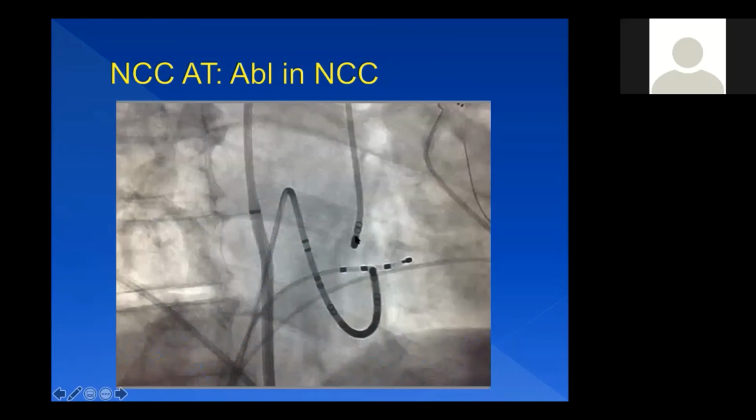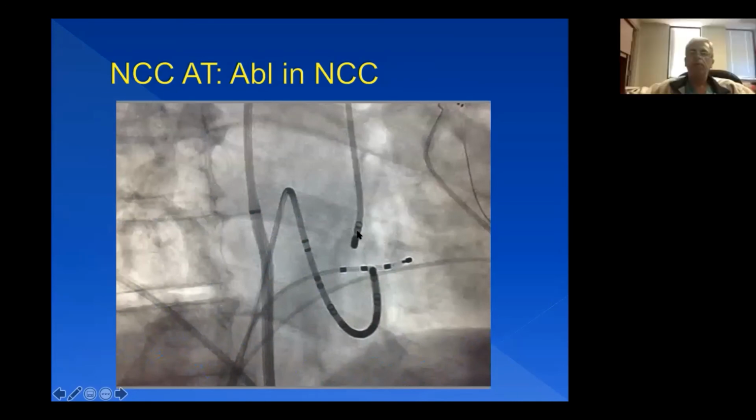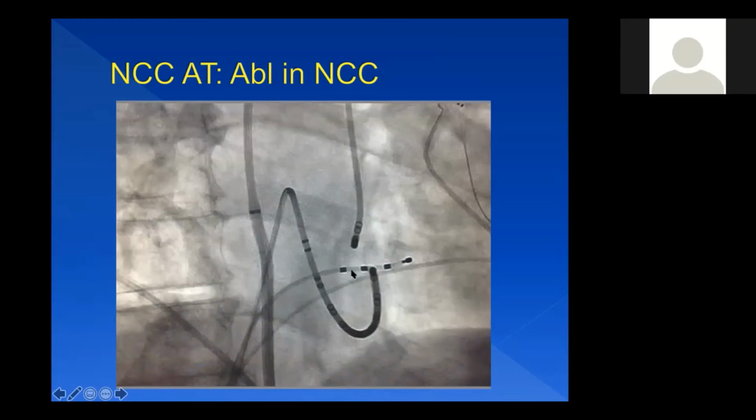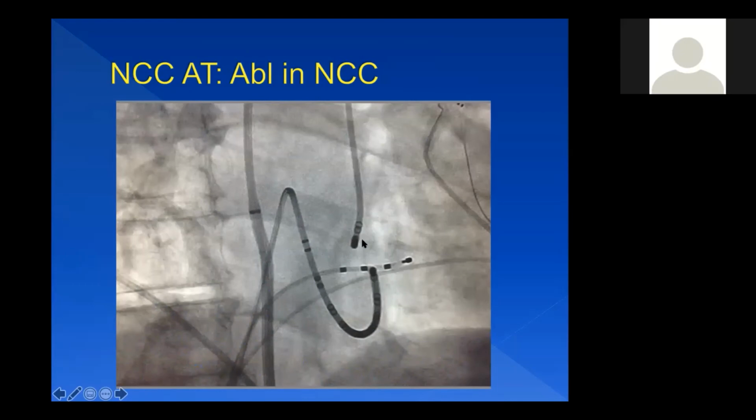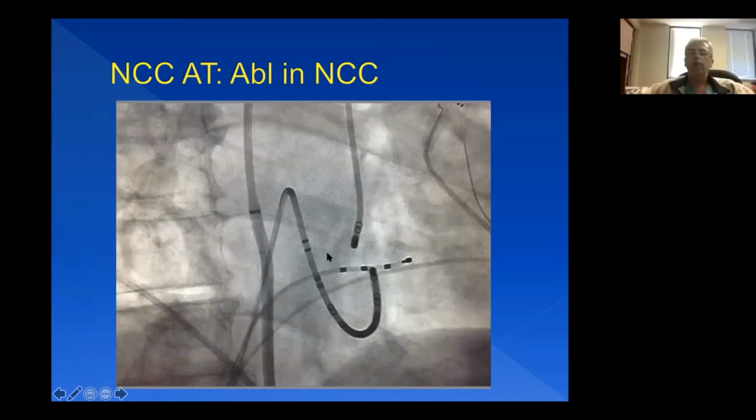And this is RAO projection of the same patient in the non-coronary cusp. And you can see the relationship between the His catheter on the right and non-coronary cusp location here. So you can imagine if we are to burn on the right side approach, how close we are to the AV node and to the His bundle recording area. This is the safest and the most successful area of ablation for non-coronary cusp.